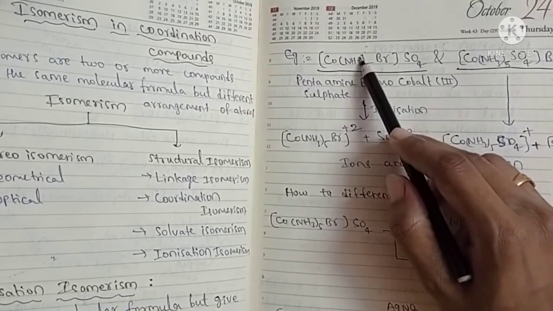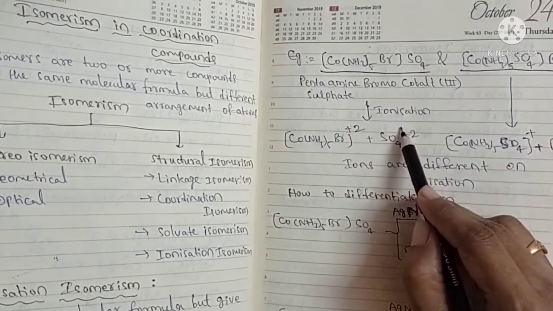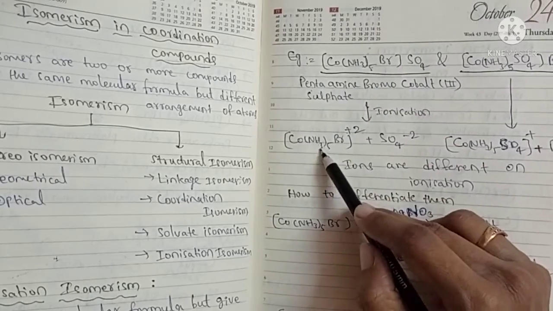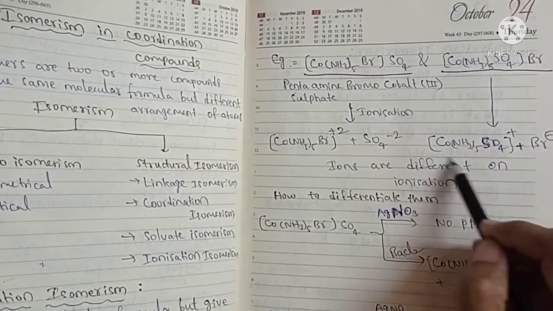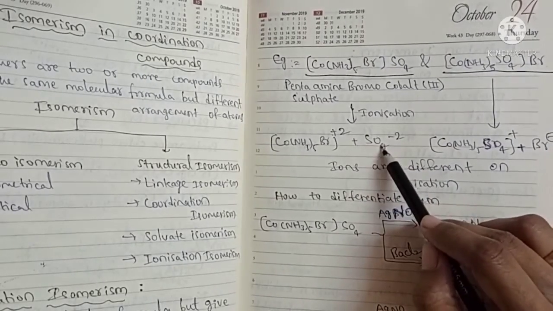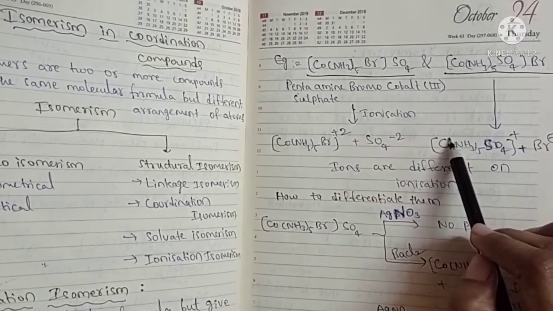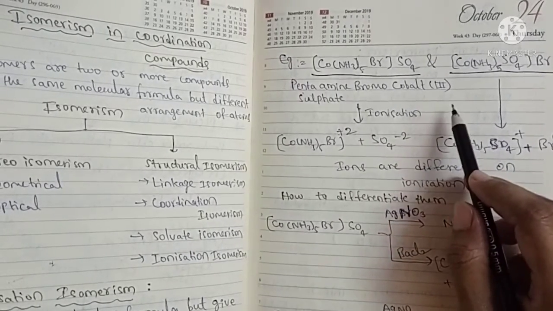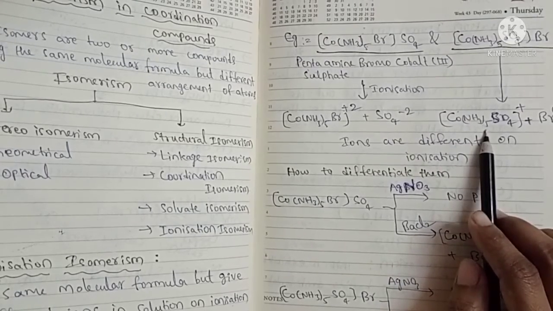On ionization this will split into a +2 ion, because SO4 is -2, so this part contains +2. And the other will split into this ion. So these ions are different. Here sulfate and bromide are different anions and they give different cations. That's why it comes under ionization isomers. So the ions are different on ionization.